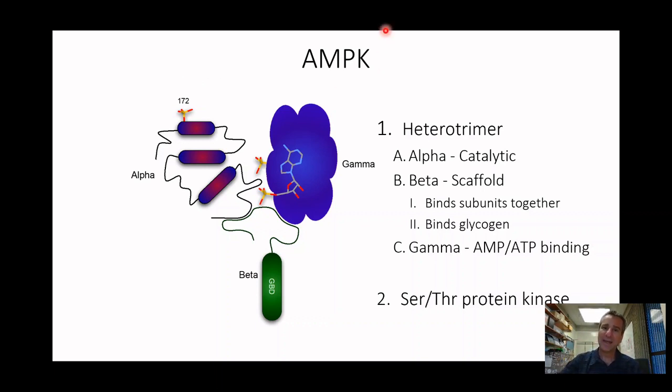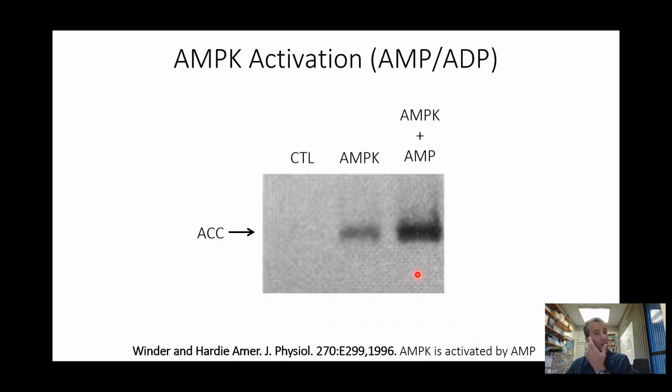Okay? And when it's active, AMP kinase is a serine-threonine protein kinase, just like CAM kinase is a serine-threonine protein kinase. All right, so how does this work? Well, if we look at a target protein like ACC, and we give radioactive ATP, when you add ACC together with AMP kinase, what you can see is AMP kinase phosphorylates. It transfers the radioactive phosphate group from ATP onto ACC. So it's a kinase. That's basically what it does.